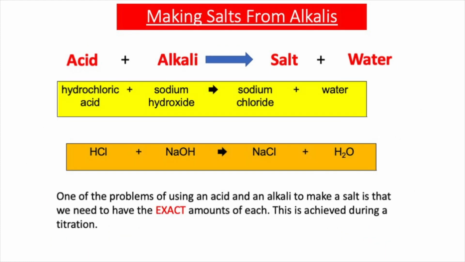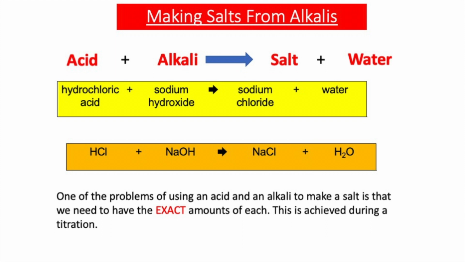Now, alkalis are just soluble bases. So when you react an acid and alkali together, you also get a salt and water. So for example, hydrochloric acid is an acid, you react it with the alkali sodium hydroxide, you form the salt, sodium chloride, and water. Now we can also describe this reaction with a chemical equation.